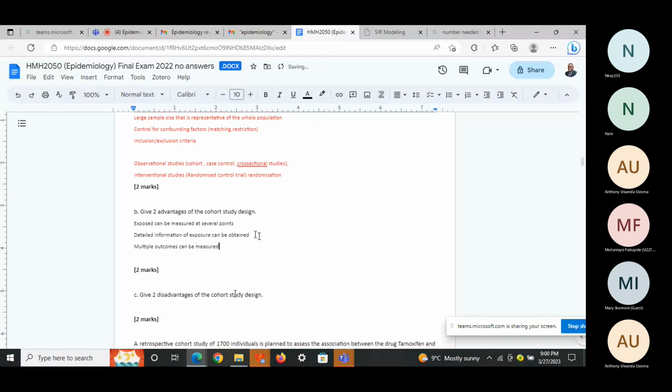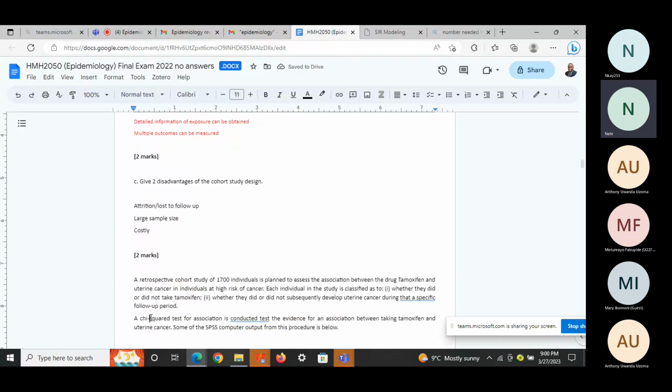Okay. All right. So any disadvantage of cohort study? At least now, what's the commonest one? Any disadvantage of cohort study? Attrition, or loss to follow up. They are the same. Since it's a long-term study, it has a large sample size. Exactly. So large sample size. Then it is costly. Okay, it's costly. All right.